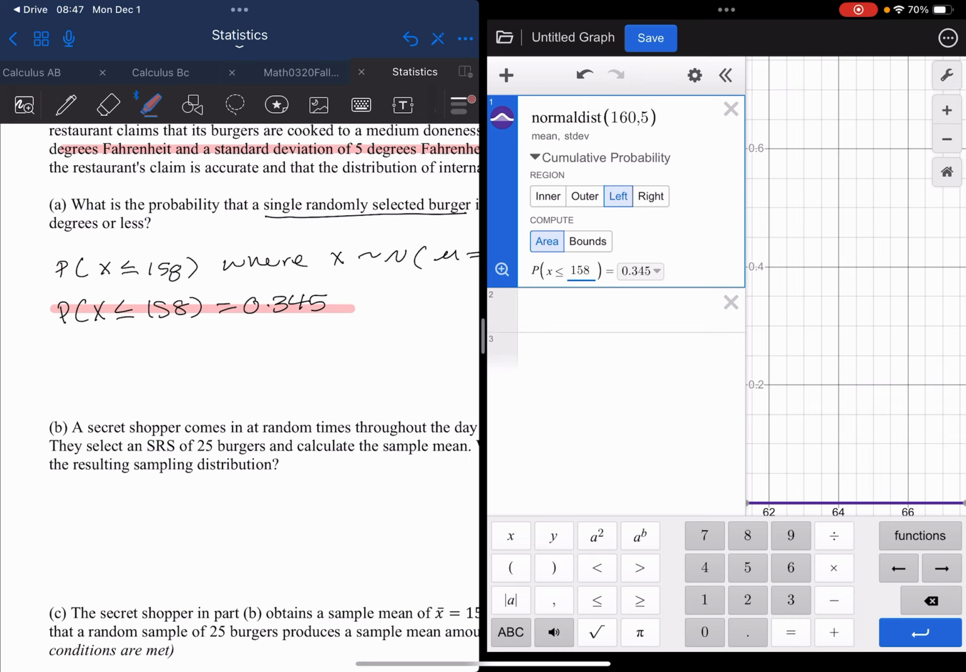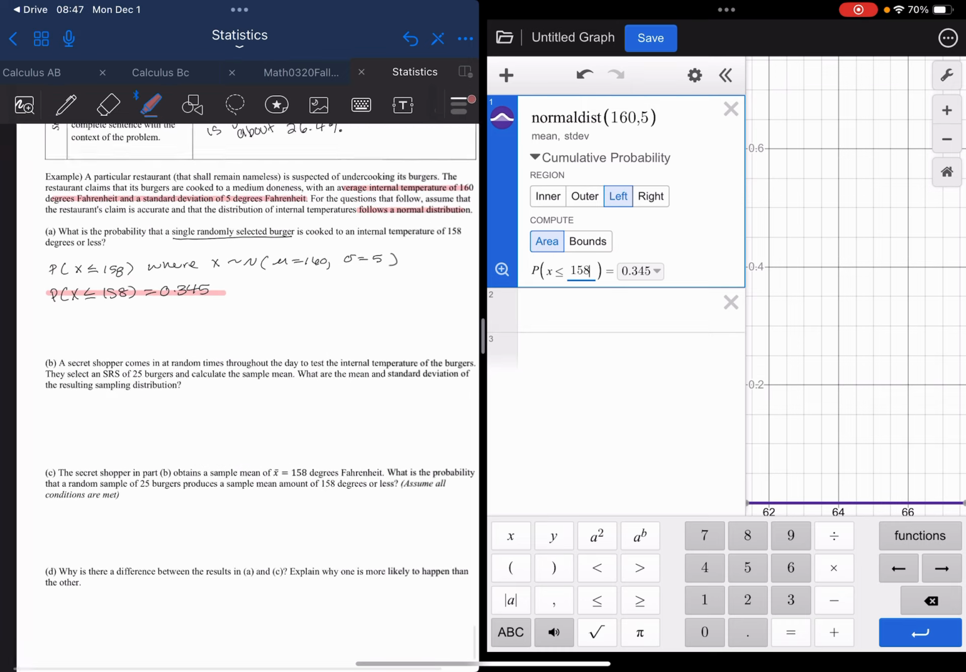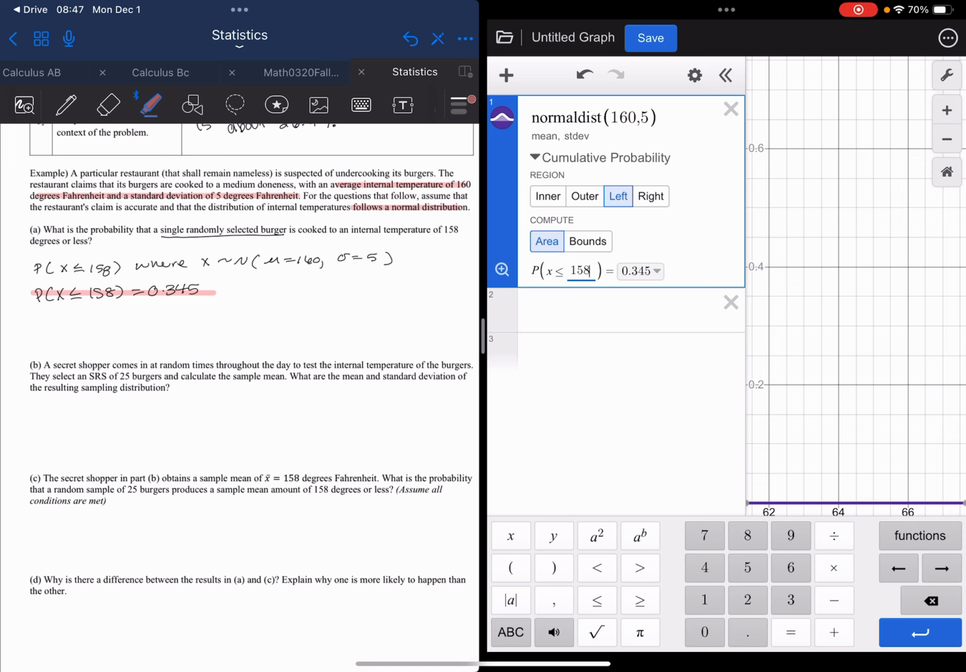Okay, which means if I was to write this in a sentence, I would say the probability that a single randomly selected burger is cooked to an internal temperature of 158 degrees or less is about 34.5%.